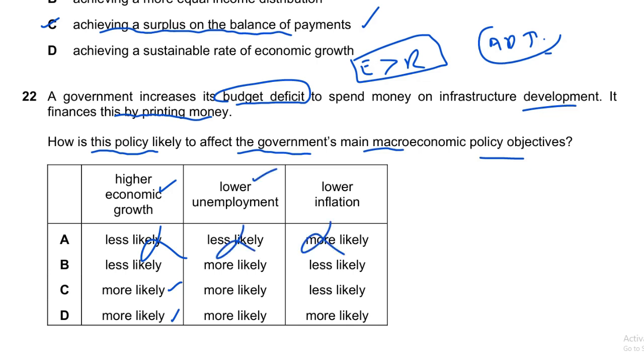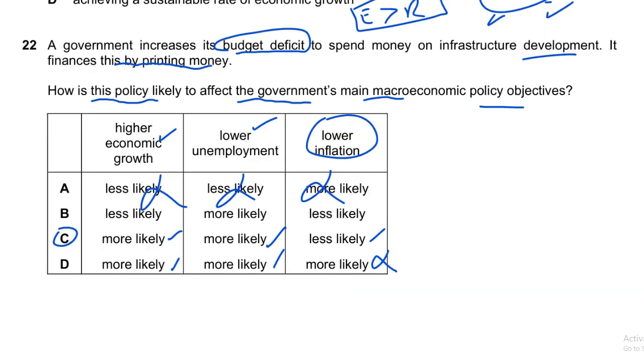And what happens to lower unemployment when aggregate demand is increasing? It will lead to creating more job opportunities. So more likely, unemployment may be lower because of this economic action of the government. And lower inflation is less likely, because option C will be the correct answer then, because when aggregate demand increases, it will increase inflation instead of lowering it. So option C is the correct answer.